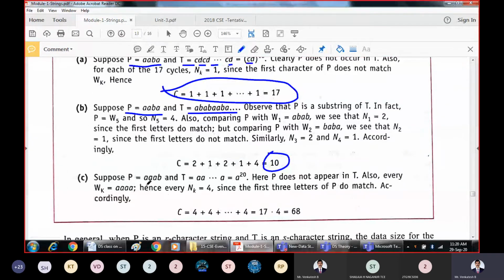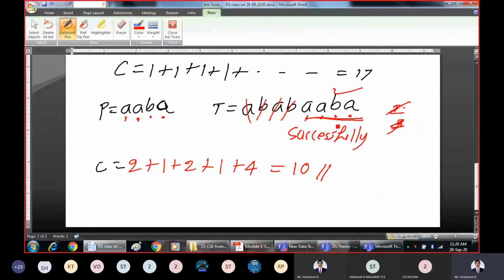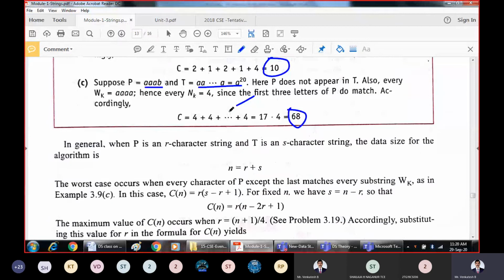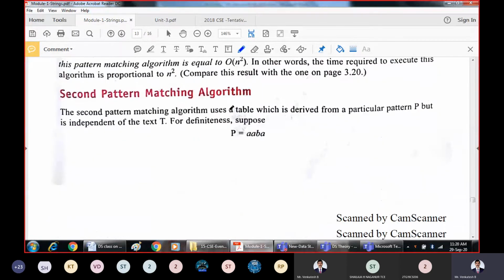Similarly, another failure case is given. What are we looking for? We are looking for triple A, B, but what is available here? Only A's are there. If you try this with the approach I explained, this approach will take a total of 68 comparisons. So that is the first pattern matching algorithm.